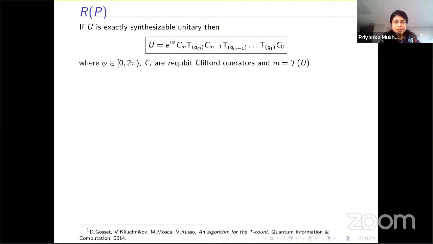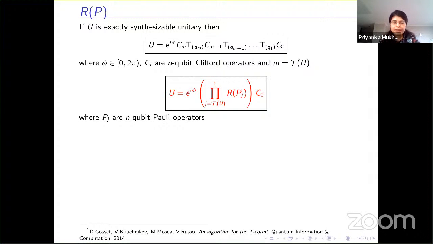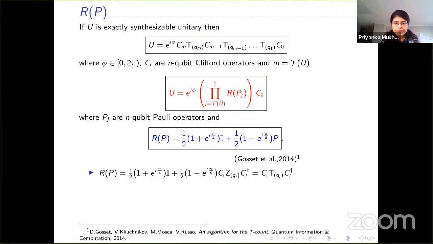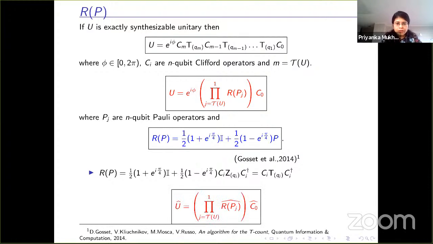Now, given any unitary, we know it can be written as an alternating product of Clifford operators and T gates. So we can compact this unitary in this form, where U is equal to the product of the R_P's times some Clifford operator C0, and these R_P expressions have this form. If you're wondering where the T gate is hidden, if I expand this expression, we see the T gate is hidden. So each R_P unit has one T gate. So we can write the channel representation of U as a product of the channel representations of the R_P's times the channel representation of the Clifford operator.